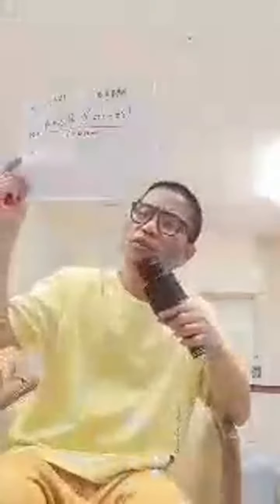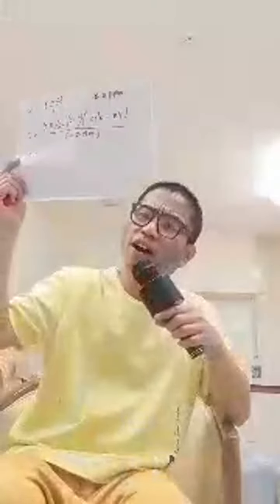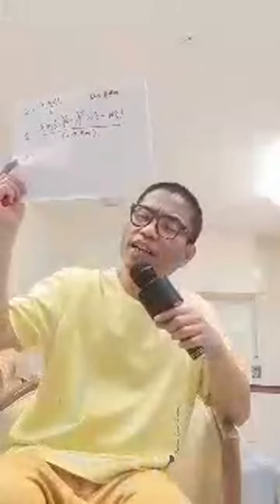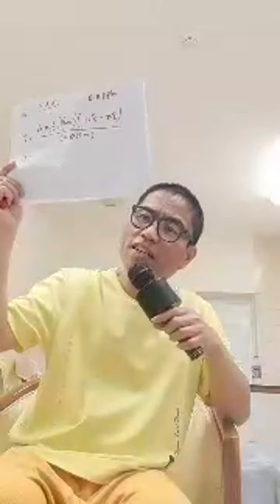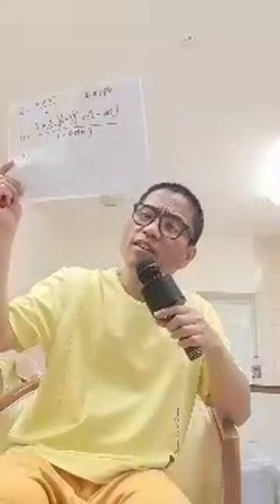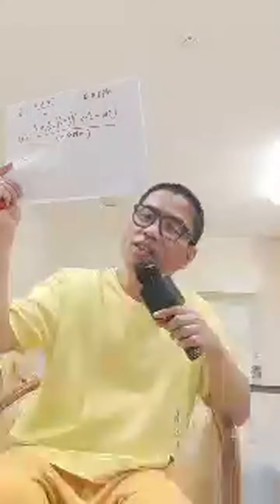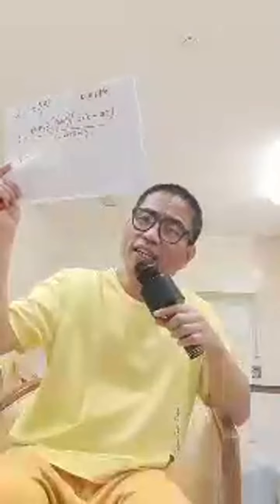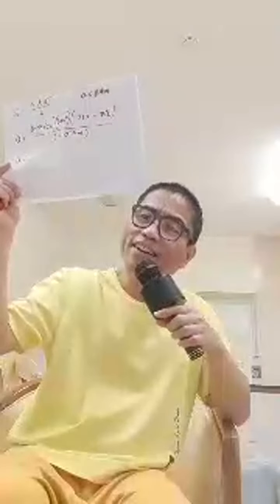So mag-cancel na tayo. So ito yung rule sa cancellation. Cancellation, numerator over denominator, the same quantities you have to cancel that out. Left and the right, the same quantities you can cancel that out also. Okay, that point? Again, the same quantities in the numerator and in the denominator, you have to cancel that out. And also, quantities in the left side and in the right side that are equal, you have to cancel that out. Because it's just the same.